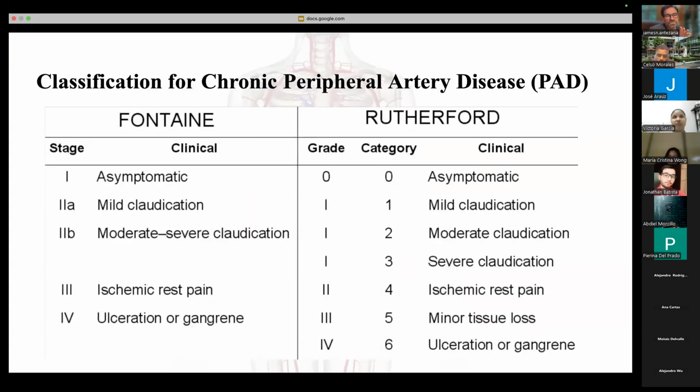All right, so this is my favorite classification for chronic peripheral artery disease, or PAD. Rutherford, for me, is tops.